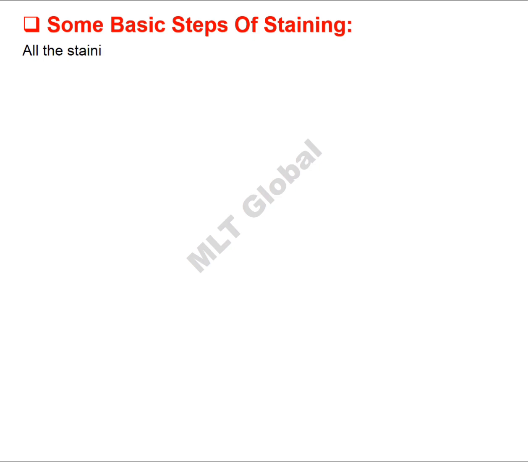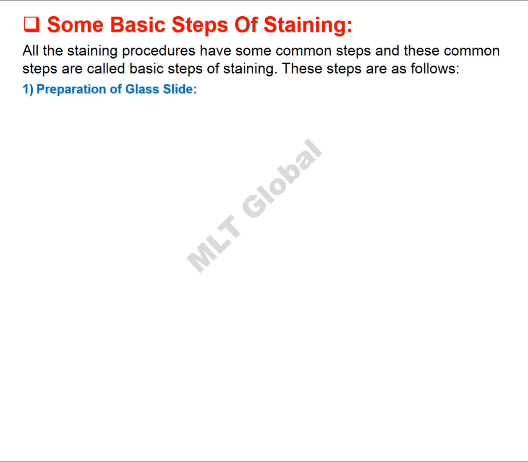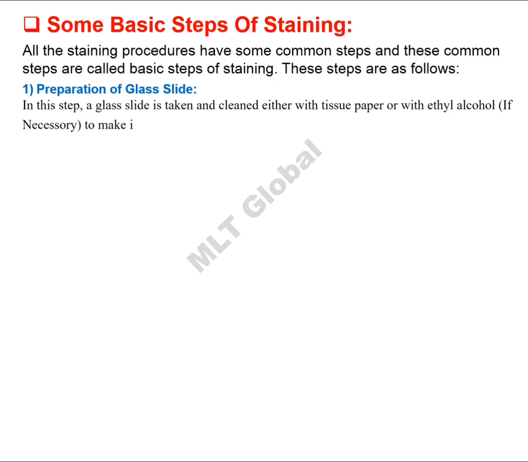Some basic steps of staining. All these staining procedures have some common steps, and these common steps are called basic steps of staining. These steps are as follows. 1. Preparation of glass slide. In this step, a glass slide is taken and cleaned either with tissue paper or with ethyl alcohol, if necessary, to make it clean and grease-free, that is free from dust particles as well as fats and oils.